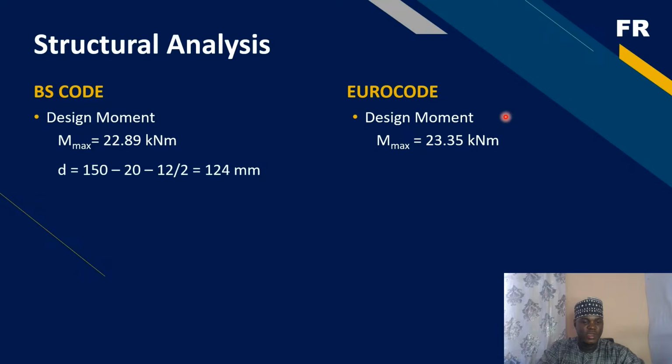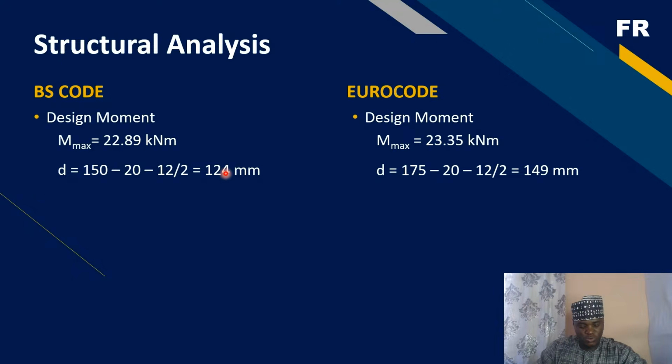So from here, we can calculate the effective depth. The effective depth is calculated from the thickness of the slab, 150, minus cover to reinforcement. We allow a cover of 20 mm. Then we assume a bar size of 12 mm, so half of it will give us 124 mm. But for the Eurocode, since we are using a thickness of 175, the d is also going to increase to 149 mm.